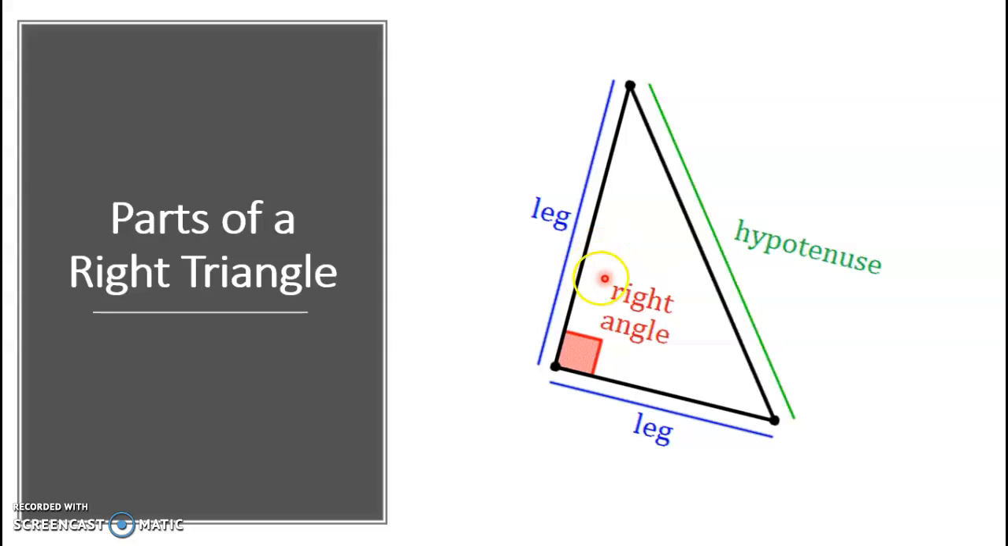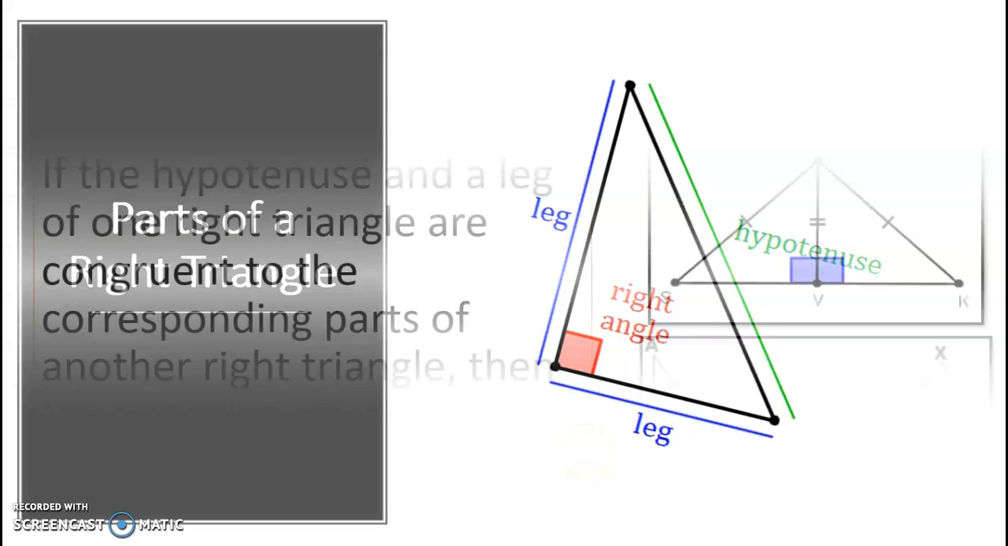So a quick review of the different parts of a right triangle is very crucial. You have to know when it is a leg and when it is the hypotenuse, because it has to be one leg and the hypotenuse for it to work. If you have just the two legs congruent, then it doesn't work. It has to be the hypotenuse and one of the legs that are congruent.